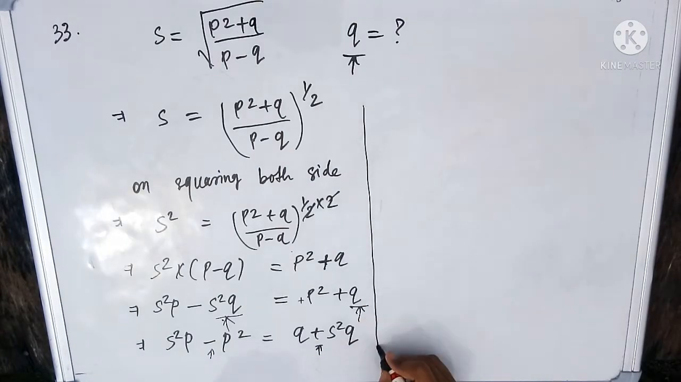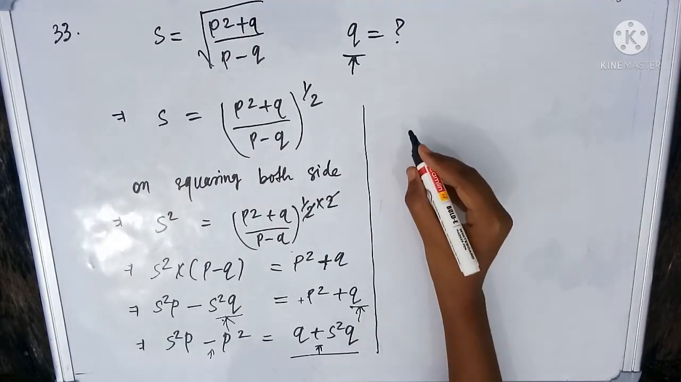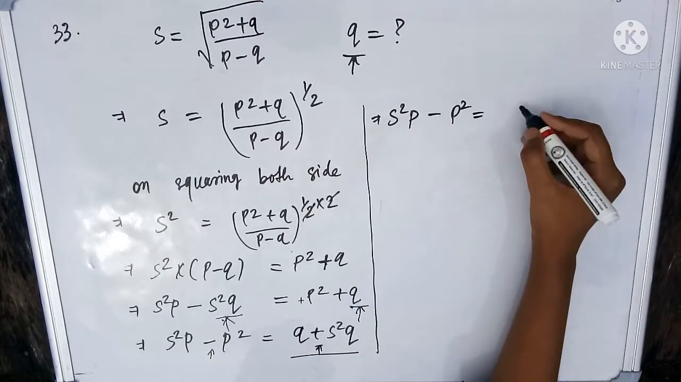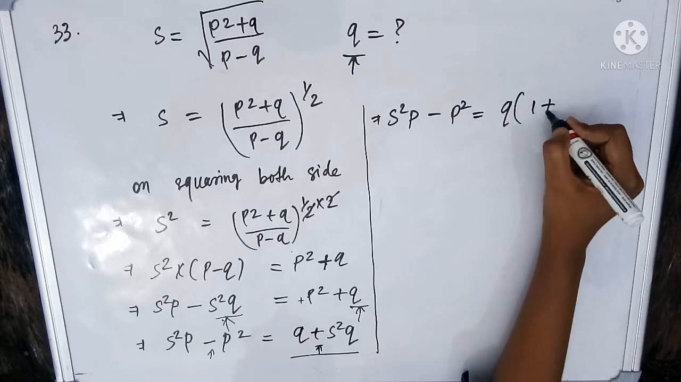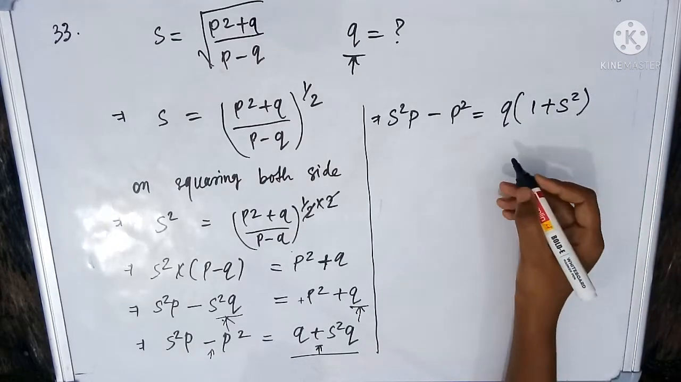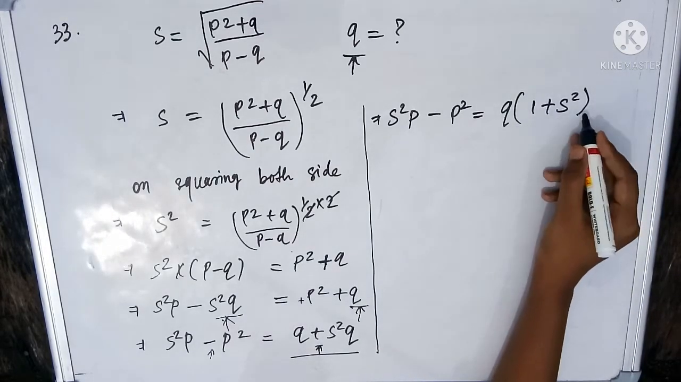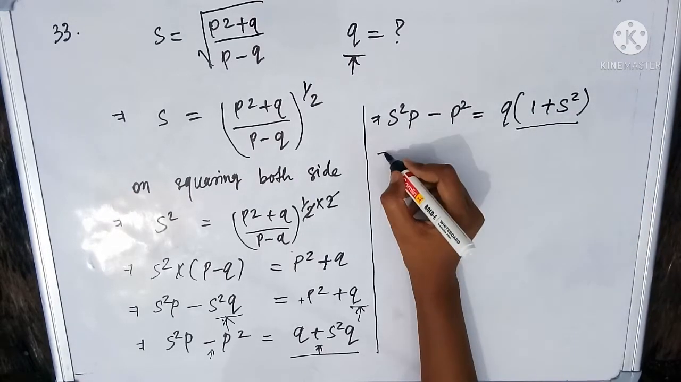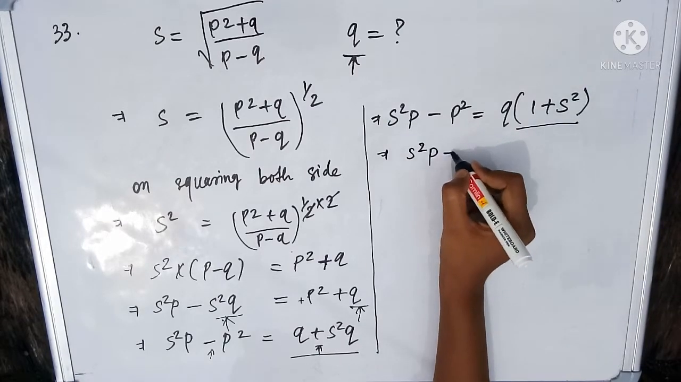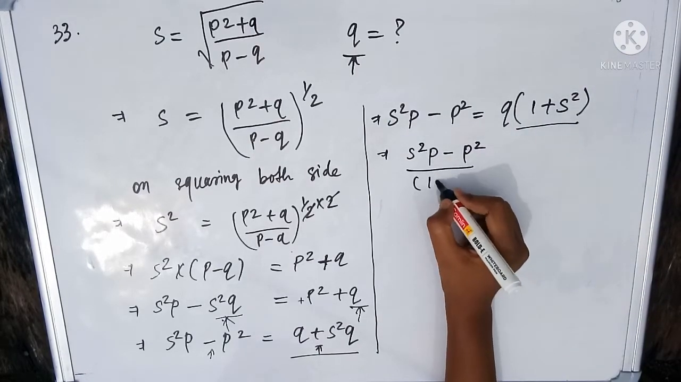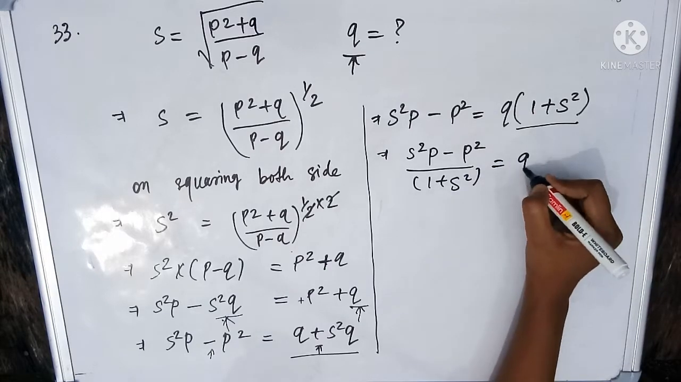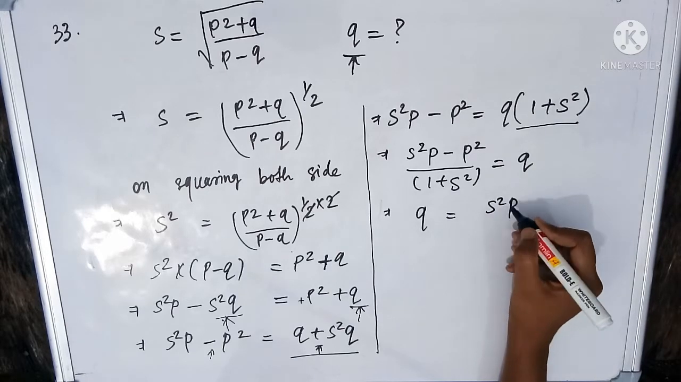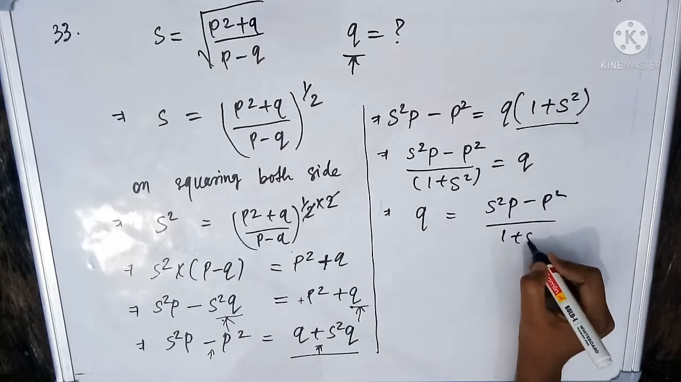Now in the next step, what we need to do is take q common from here. It will be s square multiplied by p minus p square is equal to q, which is common, and we can write as 1 plus s square. So here is the multiplication between q and 1 plus s square. Now we have to make this q alone. So for that we need to transfer this to the other side. So it will be s square multiplied by p minus p square divided by 1 plus s square is equal to q. So this is the formula for q, which is q is equal to s square p minus p square divided by 1 plus s square.